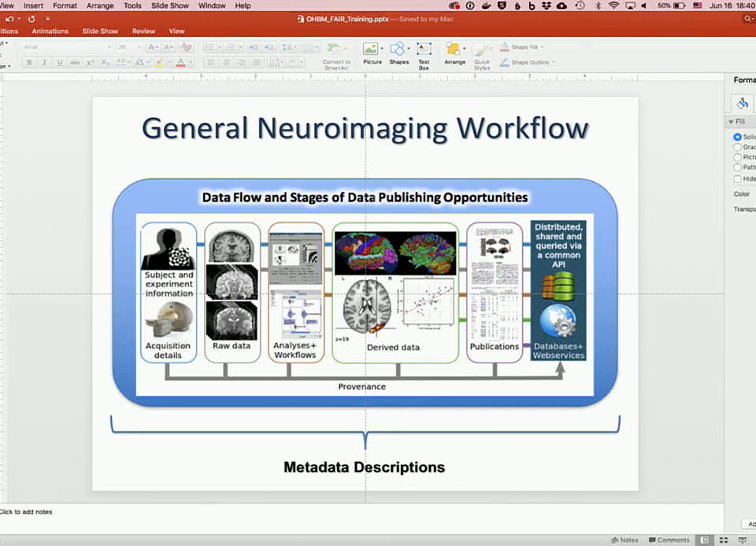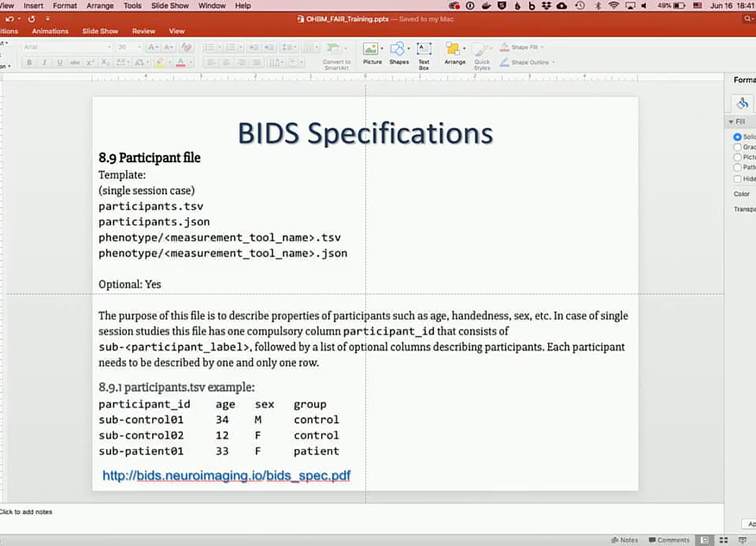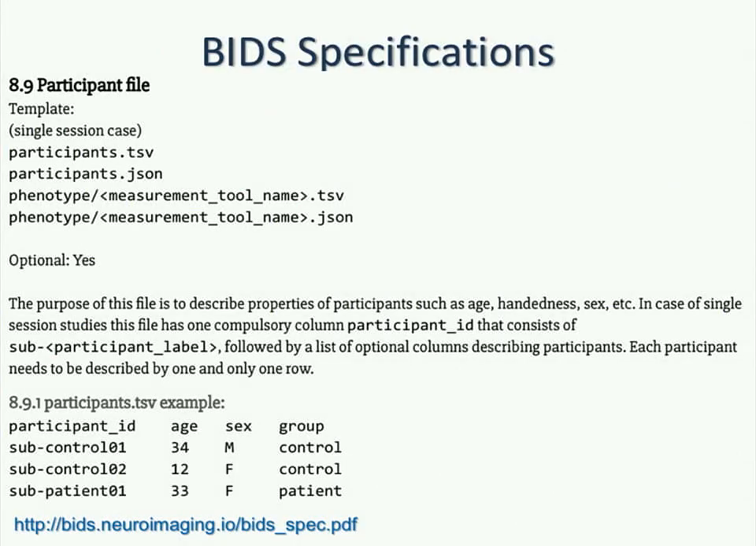Dave showed this slide before. We have a neuroimaging workflow, and at every part of this process, different types of metadata are collected, everything from the acquisition details to the raw data, information about the raw data, which we're talking about today. How does one represent analysis and workflow, and the derived data? Within the bids structure itself, the other file that we're going to be talking about is the participants.tsv file.